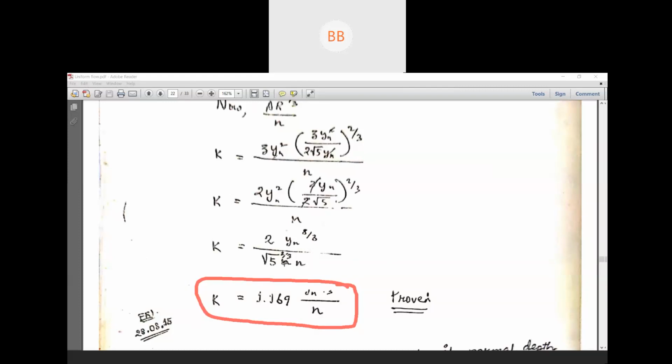In place of area, you directly substitute twice y square. R is equal to A by P. So area you again write twice y square, and this will be your twice y root 5, to the power 2 by 3, divided by n. Then you further simplify and see whether you are getting that expression or not.